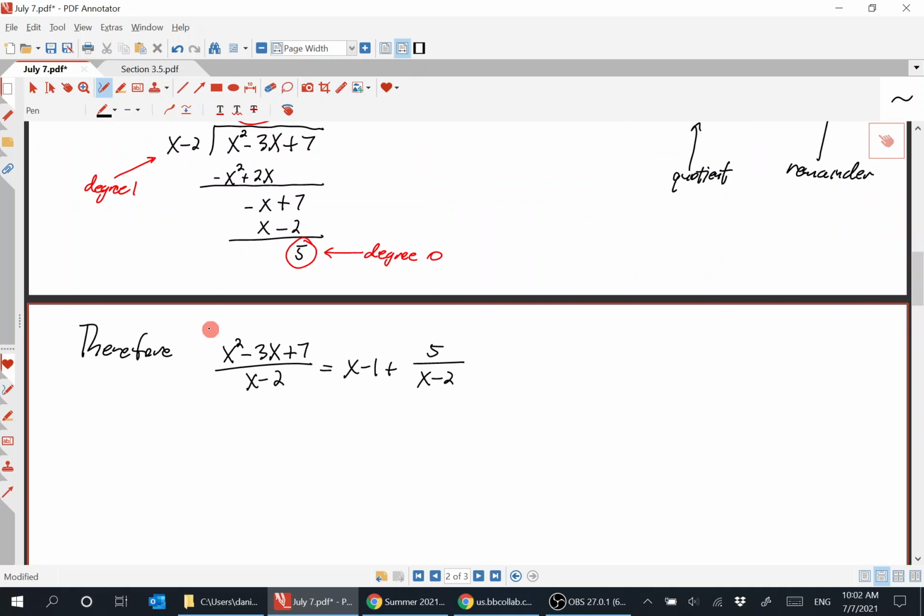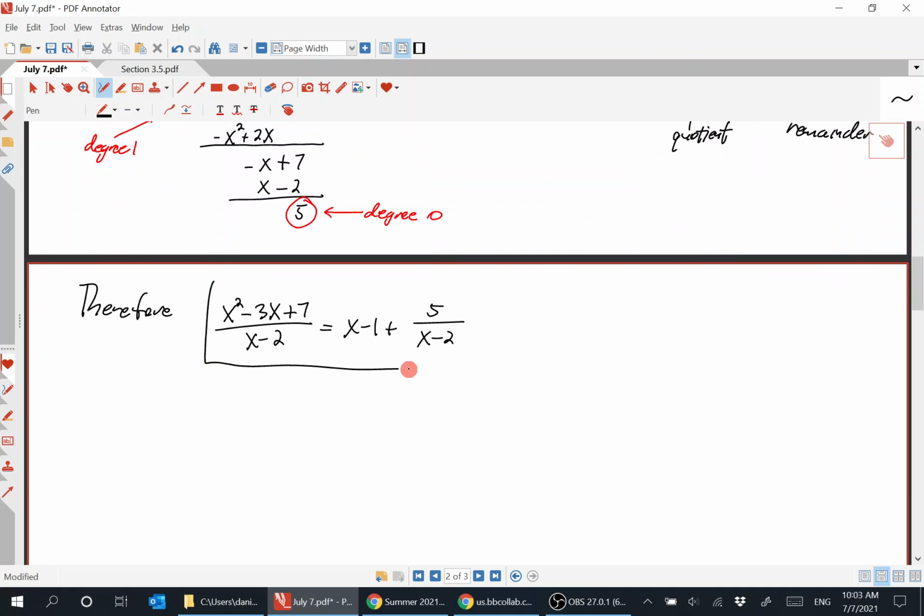You know, if you want, so this is your final answer here. If you want, one could actually check it, right? I can add these guys back together: x minus 1 plus 5 over x minus 2. Well, I need a common denominator to add those guys together.